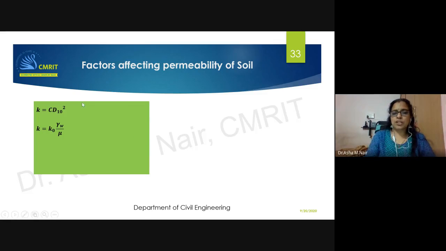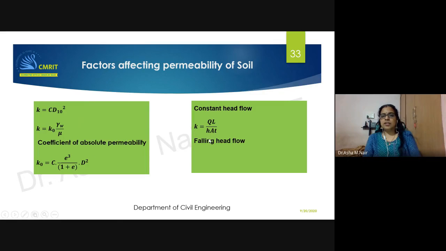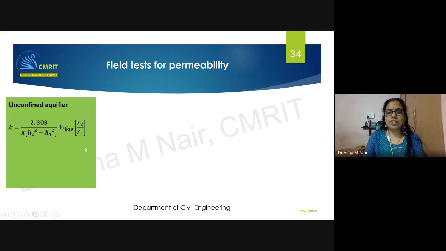This also I have told in the last class, and we have done the problem also based on that. Yeah, this also we have done. And constant head flow, K is equal to Q into L divided by H into A into T, and falling head, this expression. Field test for unconfined aquifer.